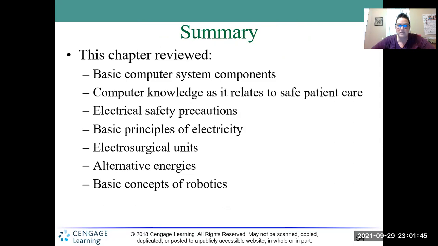Okay, so hopefully in this chapter, you've been able to learn about the basic computer systems, computer knowledge as it relates to the patient, electrical safety, the basic principles of electricity, electrosurgical units, alternative energies, and then the basic concepts of robotics. So I hope this has been helpful to you all.